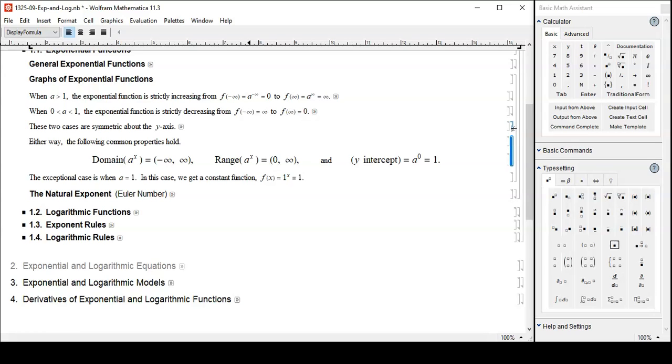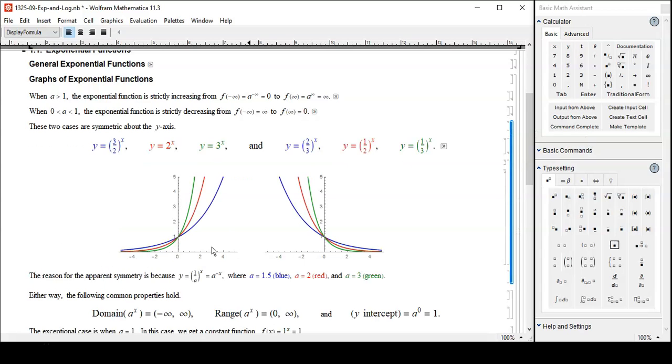Either way, we get these properties. Domain is negative infinity to positive infinity. Let's look at all those again. Horizontally, it can be anything. Range is positive numbers only, 0 to infinity.